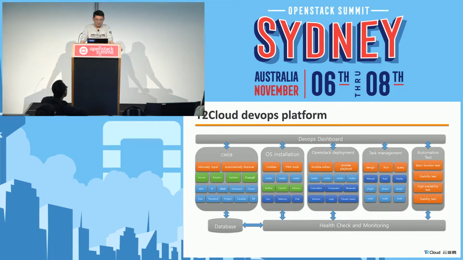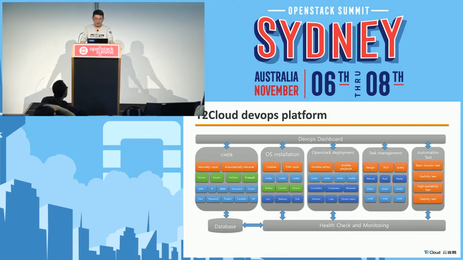The first one is SamDB, where we could manage our assets, for example, physical servers, switches, routers, and firewalls. You can manually input them or use plugins to discover them. The assets recorded here will be used by other subsystems.